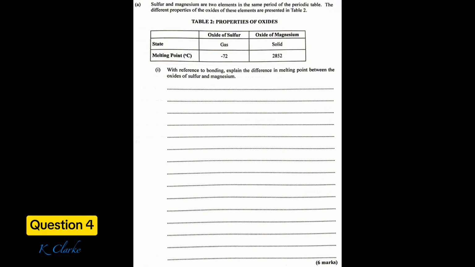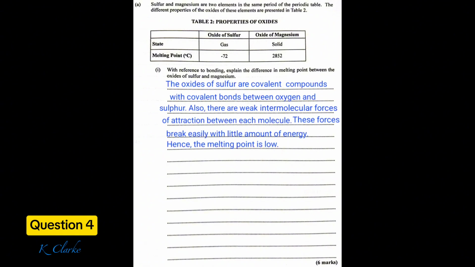This is worth 6 marks, therefore 3 marks for the explanation for the oxides of sulfur and 3 marks for the explanation for oxides of magnesium. The oxides of sulfur are covalent compounds with covalent bonds between oxygen and sulfur. Also, there are weak intermolecular forces of attraction between each molecule. These forces break easily with little amount of energy, hence the melting point is low.